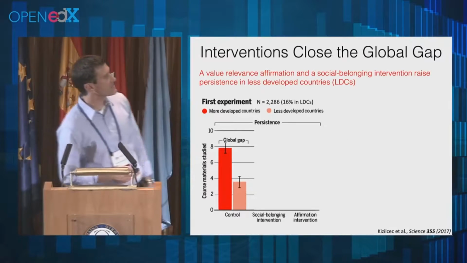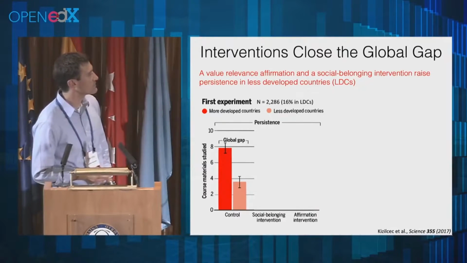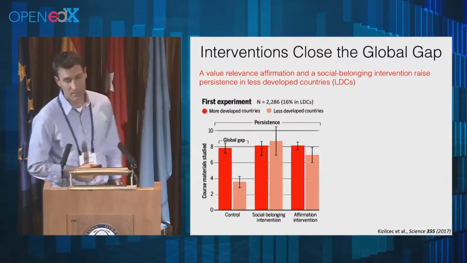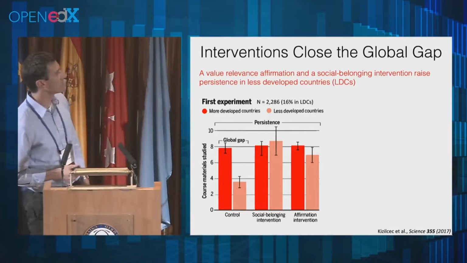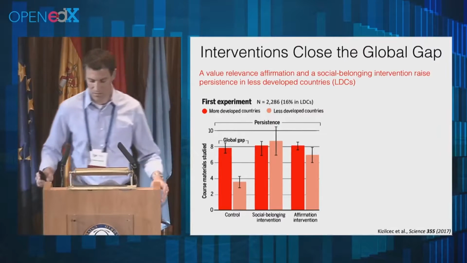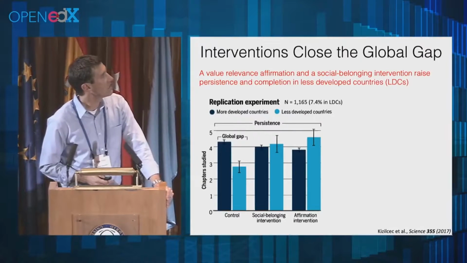Now you can see here, this is in the control, you see the gap between the less developed countries and the more developed countries. And in both of the interventions, that gap was completely closed by, again, a very small intervention. And this is on course material study. This is the first course, the databases course. And then in the replication, we see the same thing.